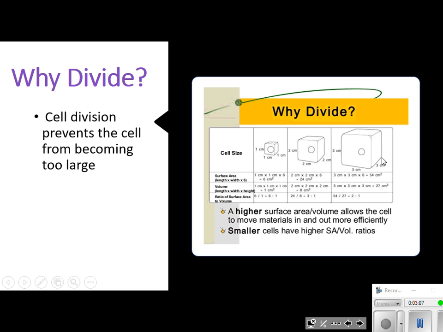Now, does that say a bigger cell? No, it says a higher surface area to volume ratio. Where's the highest surface area to volume ratio? As they're bigger or as they're smaller? Smaller. Excellent. So smaller cells have higher surface to volume ratios.